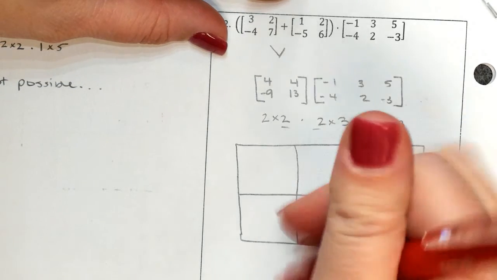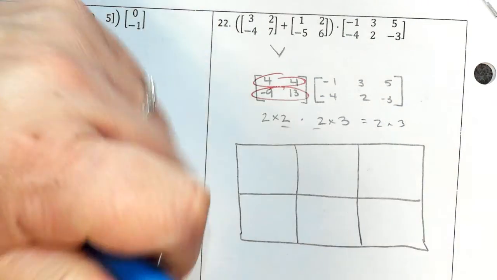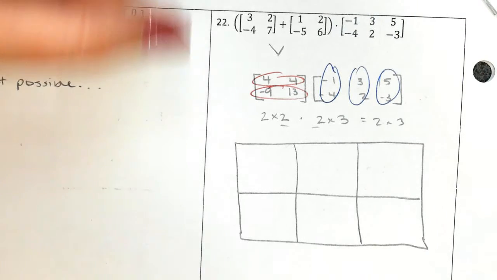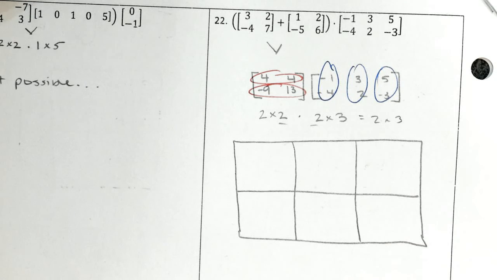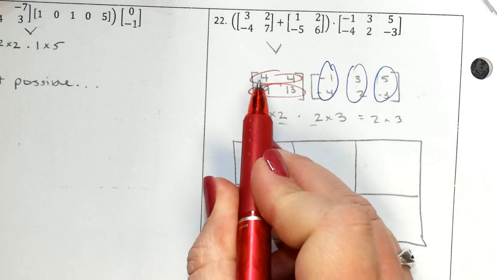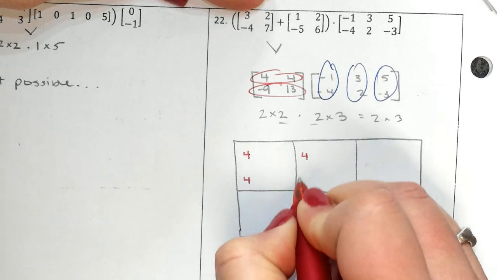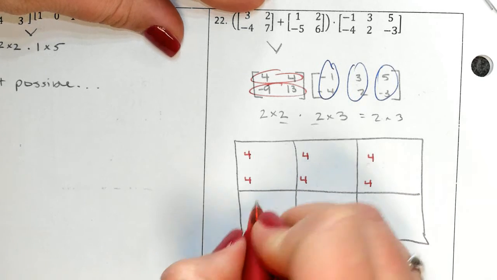Okay. Circle rows in the first. Circle columns in the second. I circled 2 numbers every time, so each of my boxes is going to have 2 number pairs. Across the top row, each of those boxes is going to have a 4 and a 4 in it. Across the bottom row, I'm going to have -9 and 13.